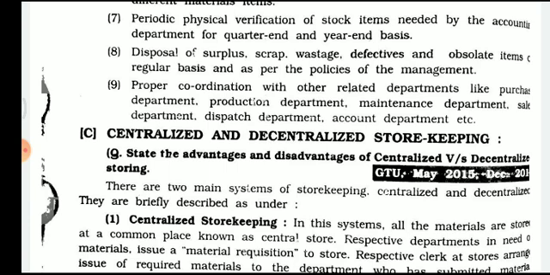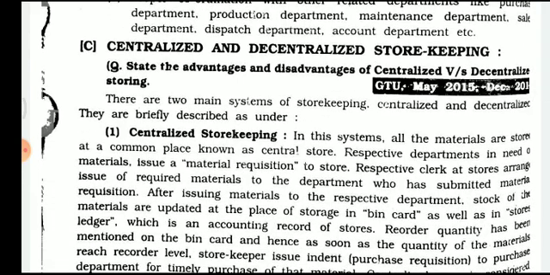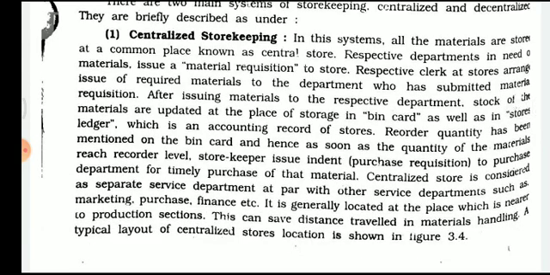Then next, centralized and decentralized storekeeping. What is centralized storekeeping and what is decentralized storekeeping, and also let us discuss the advantages and disadvantages of centralized versus decentralized storing. There are two main types of storekeeping, that is centralized and decentralized. So let's do the first, centralized storekeeping.